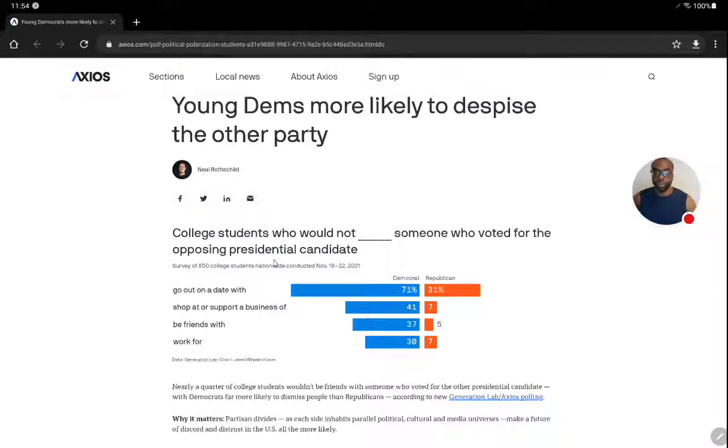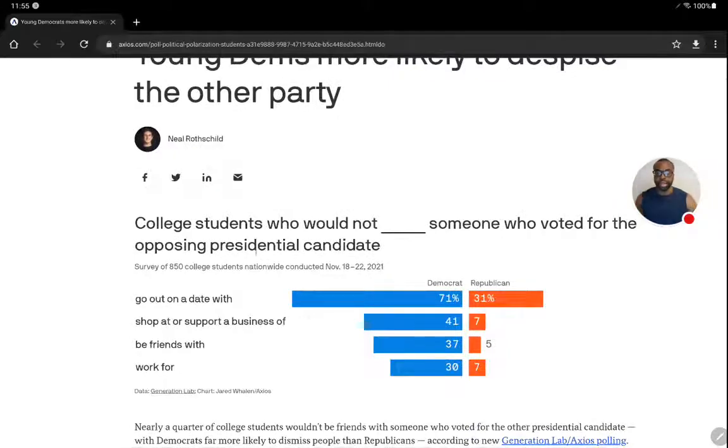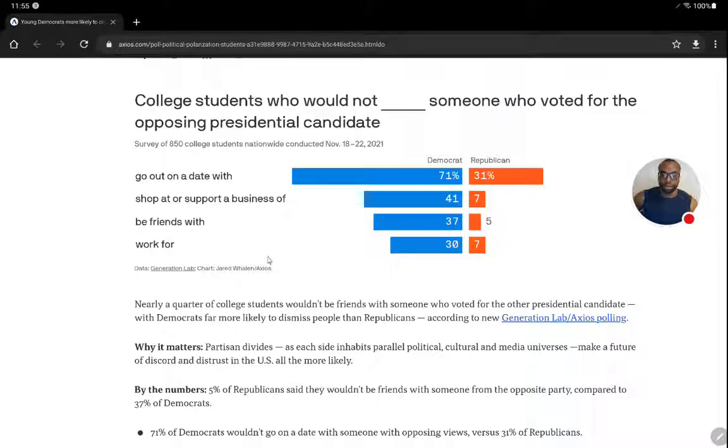Anyway, young Dems more likely to despise the other party. College students who would not, whatever. I guess that was whatever the question is. So would not go out on a date, shop at or support a business, be friends with, or work for someone who voted for the opposing presidential candidate. And let me go ahead and make this a little bigger. My old eyes aren't what they used to be. So nearly a quarter of college students wouldn't be friends with someone who voted for the other presidential candidate, with Democrats far more likely to dismiss people than Republicans, according to Generation Lab Axios polling.